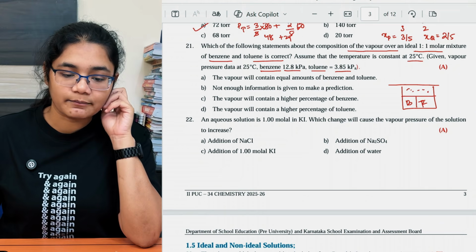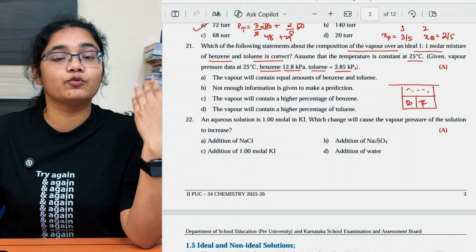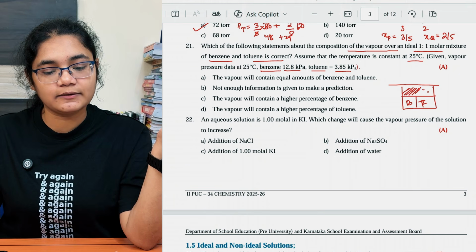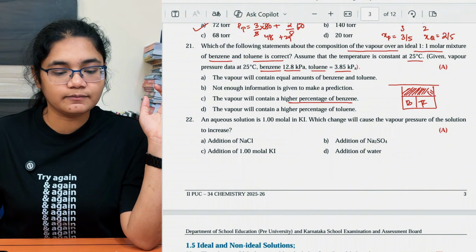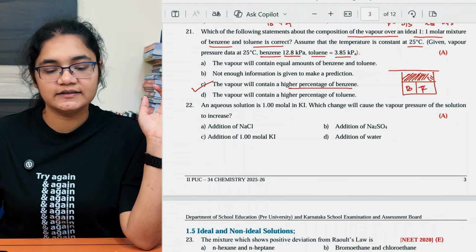Now you can see that benzene vapor pressure is more, that means it is more volatile. So definitely here benzene pressure will be more as compared to toluene. So the vapor will contain a higher percentage of benzene, which is option number C here.